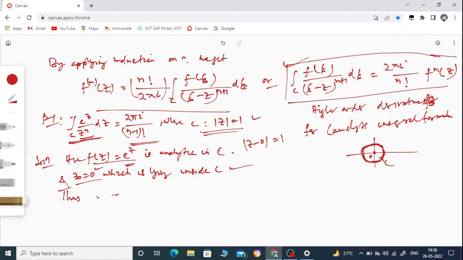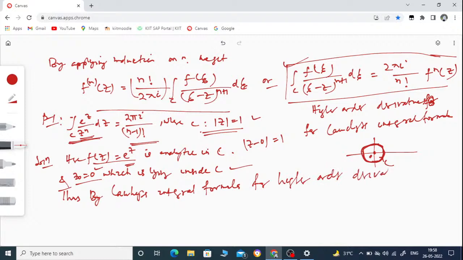Since z naught, which is equal to 0, is lying inside C, thus by Cauchy's integral formula for higher order derivatives we have the integration over C of f of z divided by z minus z naught to the power n dz will be 2 pi i by, here this is the formula.